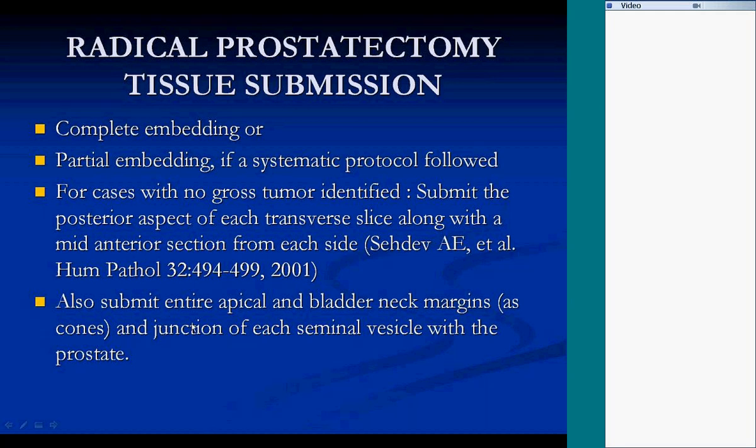And then for the margin submission, the ISUP recommendation and the CAP recommendations are to submit the entire apical and bladder neck margins as cones, although in the past many laboratories and pathologists submitted these as shave margins. But the conization method is preferred currently, and then a junction of each seminal vesicle with the prostate, showing that soft tissue base where cancer may invade outside the prostate into soft tissue and then into the seminal vesicle wall from without. It's not necessary to completely embed all the seminal vesicle tissue, but this particular section is quite important.